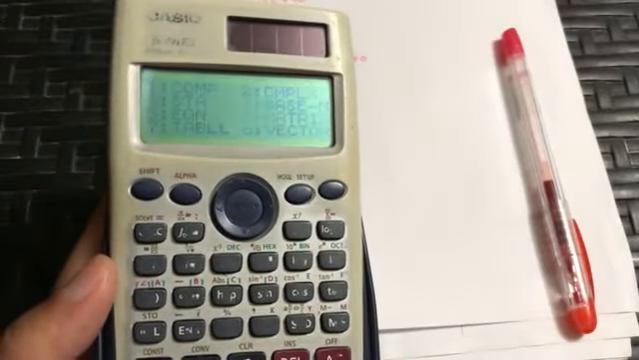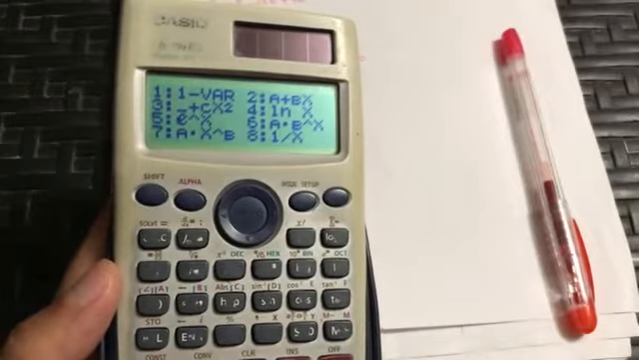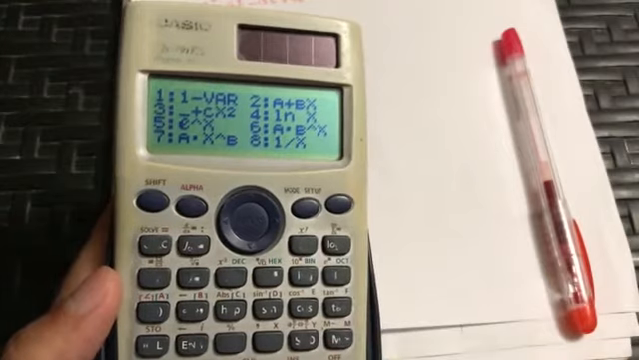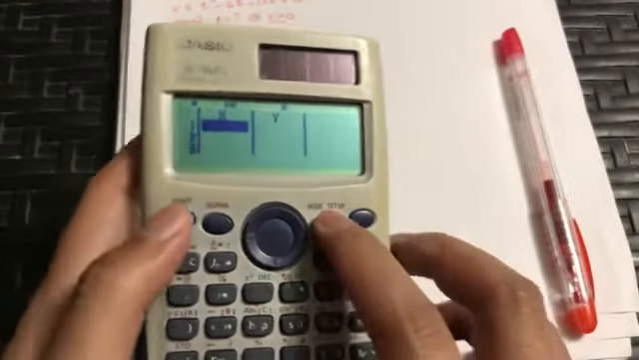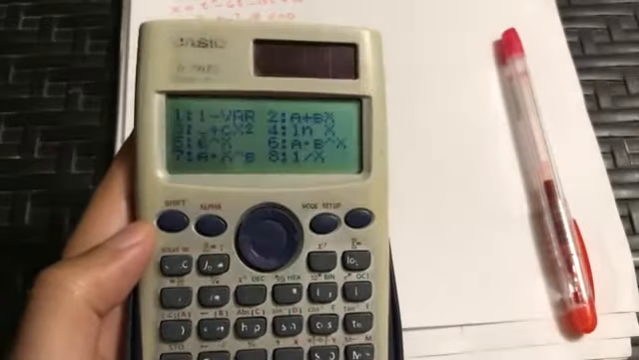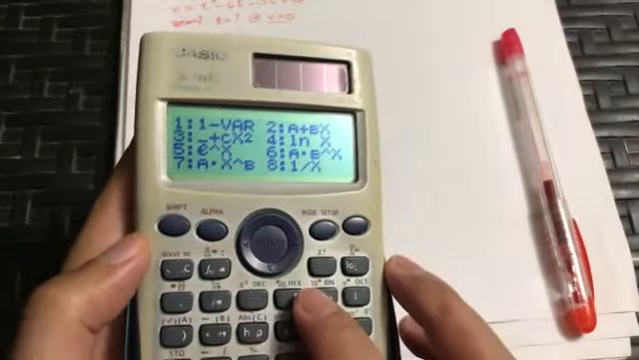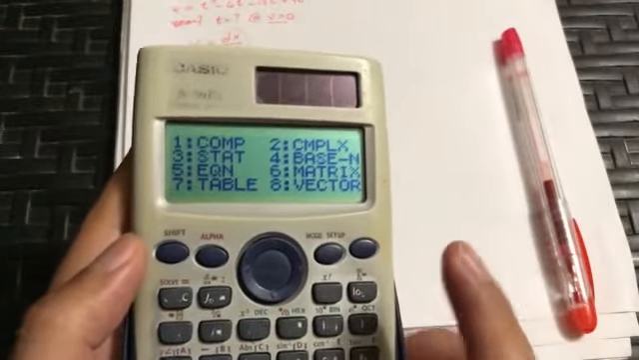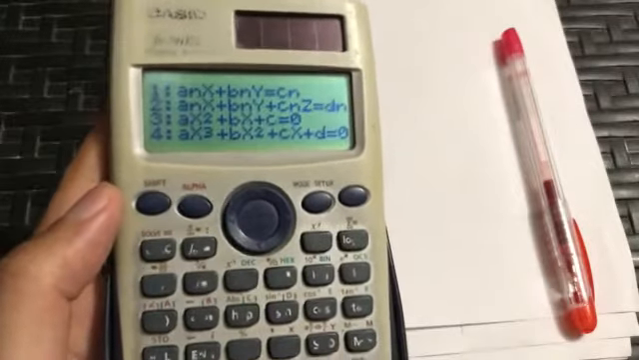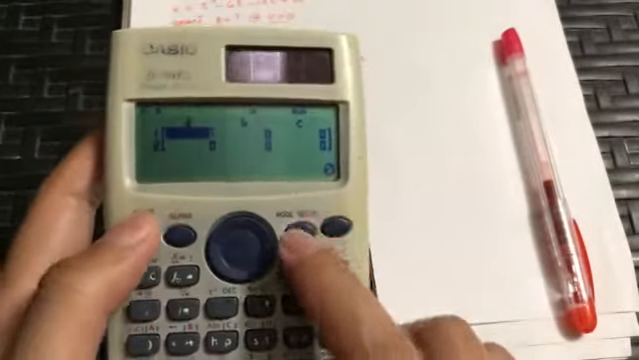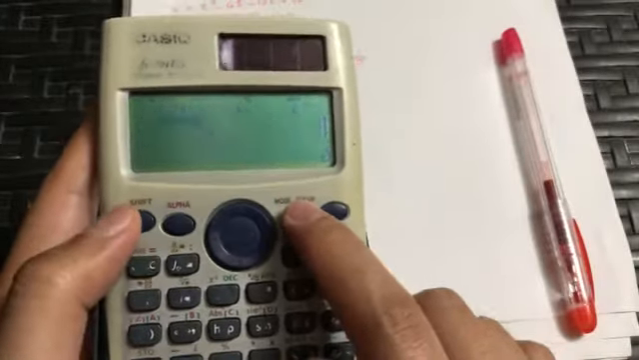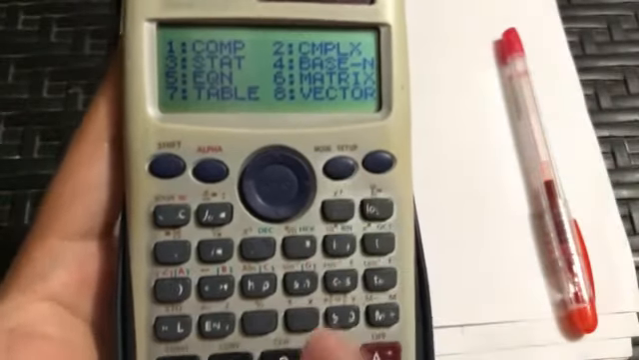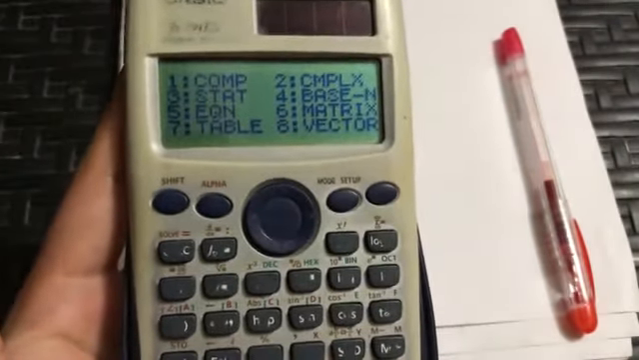stat number 3. Okay. And then we have here 3, I believe. No. Mode, stat, and then, mode, shift mode, okay, 5 equation. There we have. So I repeat, we go to mode, then we go to 5, or we have the 5 equation.